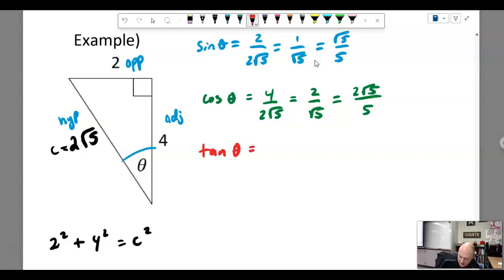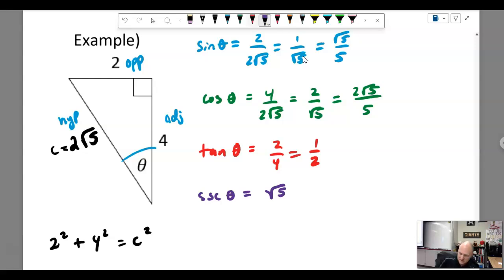Tan theta, opposite over adjacent, 2/4. Do I have to reduce? Yes. Cosecant theta. Okay, now we're getting into our reciprocals. I'm just going to go ahead and take the simplest form. Looks like here I reduced, right? And so I'm going to use this form, the reciprocal here. That's just square root of 5.